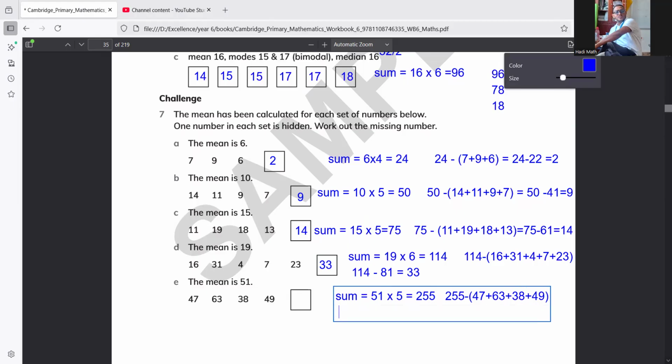This will be equal to 255 minus, 47 and 63 give you 110. 110 plus 38 gives you 148. 148 plus 49 gives you 197. Go and subtract these. 255 minus 197 is equal to 58. So the missing number here is what? It is 58.